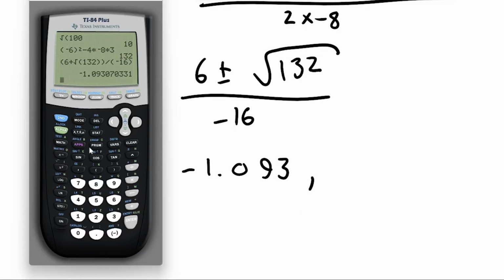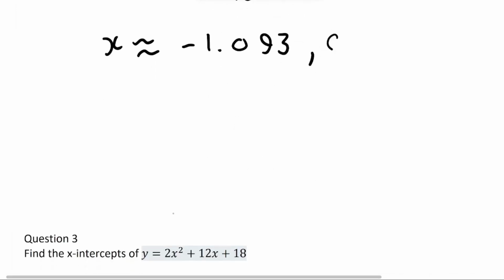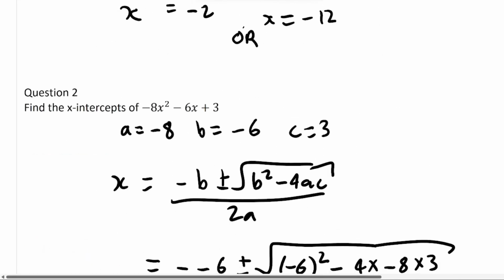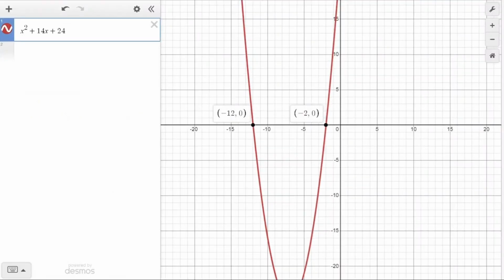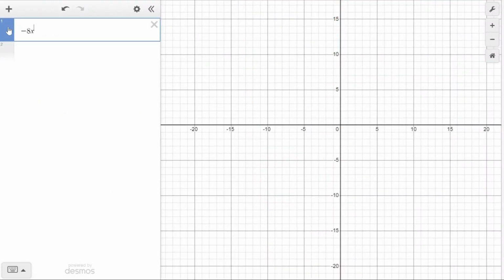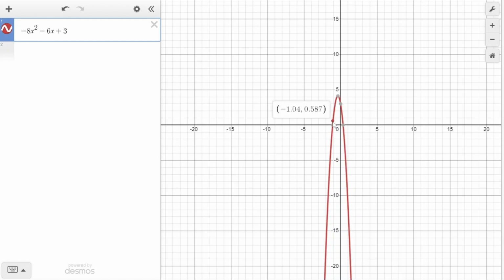And if you do the other way, so you're going to get 6 take root 132 over minus 16. You're going to get 0.343. Now let's have a look at the graph of this quadratic. So it's minus 8x squared take 6x plus 3. And those are our two x-intercepts, which match what we got with the quadratic formula.